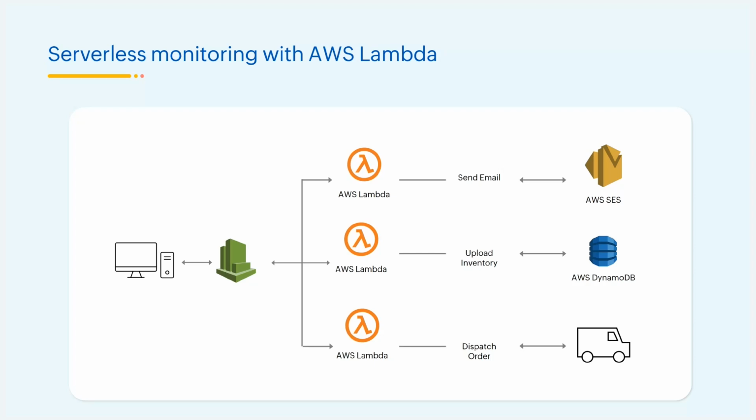For example, one function updates the inventory in AWS DynamoDB whenever a purchase is made. Another function handles order dispatch once all conditions are met. And a third function sends an email notification using AWS SES, Simple Email Service. Since serverless applications scale dynamically and run only when needed, it's crucial to monitor their performance, latency, and execution status in real time. So this diagram explains how this works in the real world.